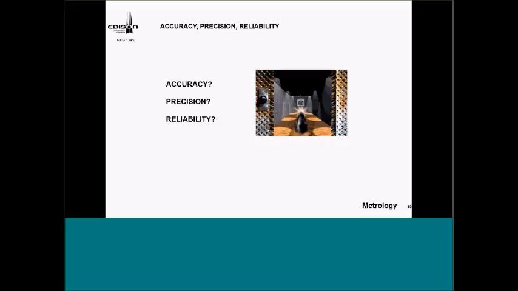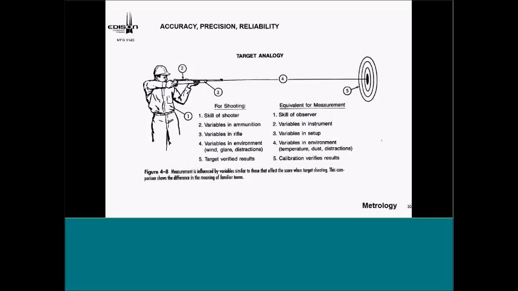So in so doing that, I'll say, okay, I'm going to use the target analogy. You're looking at someone that's going to be shooting at a target, and we're going to see which one's accurate, which one's precise, which one's reliable. So let's look at the analogy for the shooter. We're looking at the skill of the shooter. It could be the variables of the ammunition, variables in the rifle, variables in the environment, again, wind, glare, and distractions. Man, have trouble today because it's pretty windy outside today. And then the target's going to verify the results.